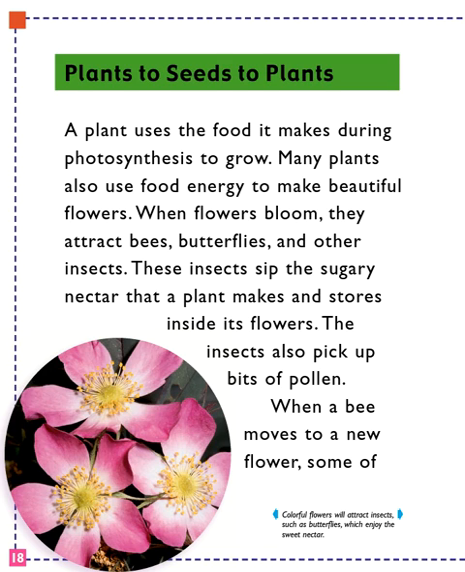Plants to seeds to plants. So now we're going to look at the life cycle of a plant. A plant uses the food it makes during photosynthesis to grow. Many plants also use food energy to make beautiful flowers. When flowers bloom, they attract bees, butterflies, and other insects. These insects sip the sugary nectar that a plant makes and stores inside its flowers. The insects also pick up bits of pollen.